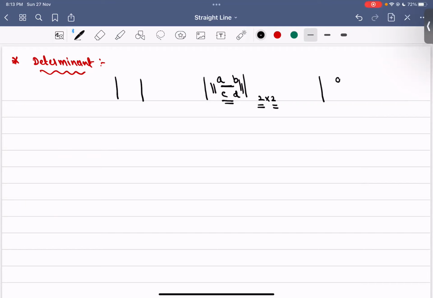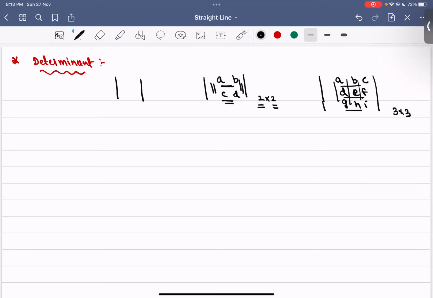Next, the 3 by 3 determinant, that is A, B, C, D, E, F, G, H, I. This is another type of determinant, a 3 by 3 determinant. Here how many rows? 3 rows and 3 columns. So this is the determinant. So how to find the determinant? I will explain with examples.